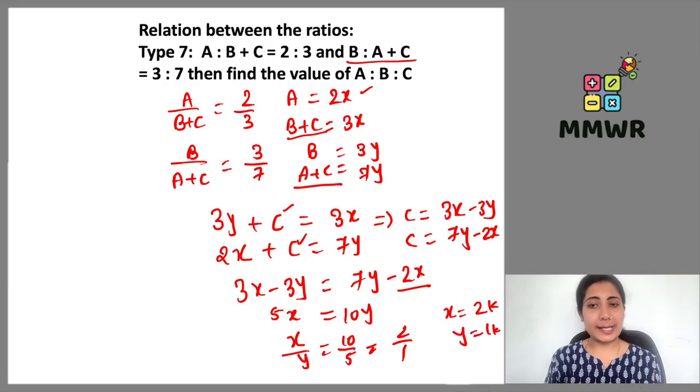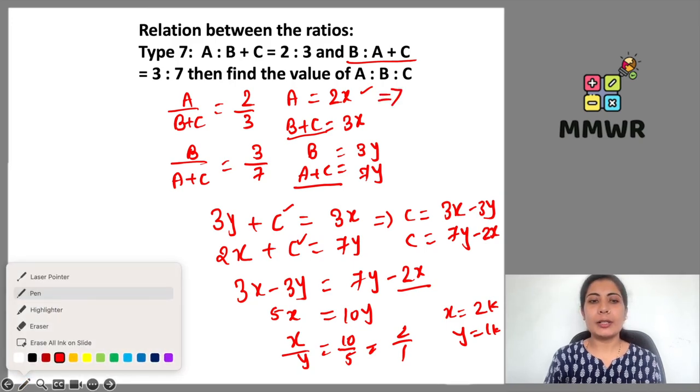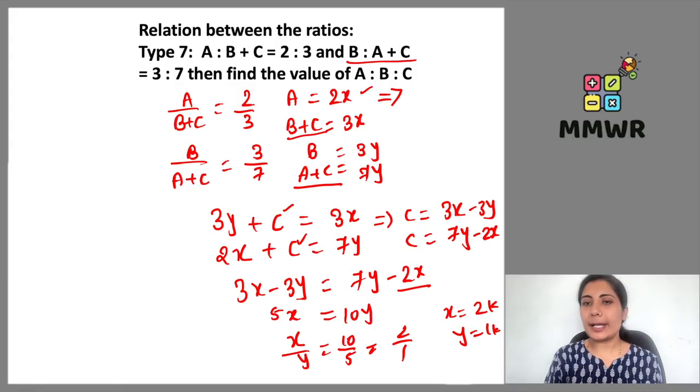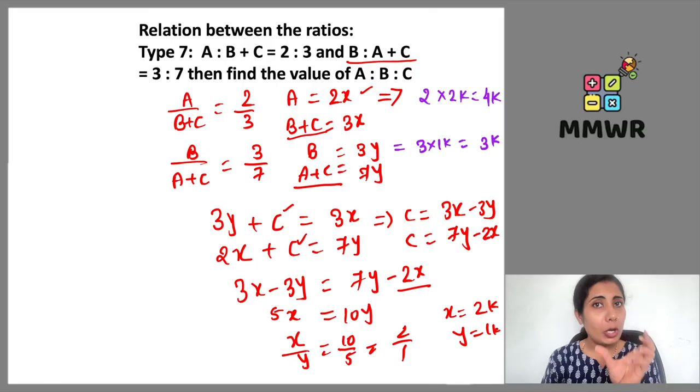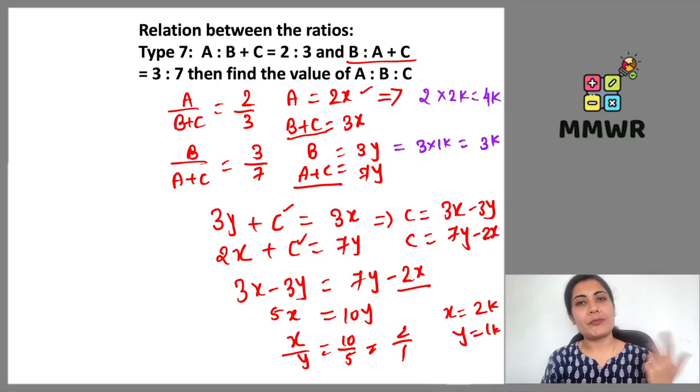As soon as we get the values for x and y, we can easily substitute them here. For that, I am changing the color. So the value for A will be 2 multiplied by x, that means 2 multiplied by 2k, which is 4k. The value for B is 3y, so 3 multiplied by 1k, which is 3k. That was the only target, to bring all the values into the same coefficient. Earlier we had different coefficients, x and y, because of two different ratios. Now we have both of them in the same coefficient k.